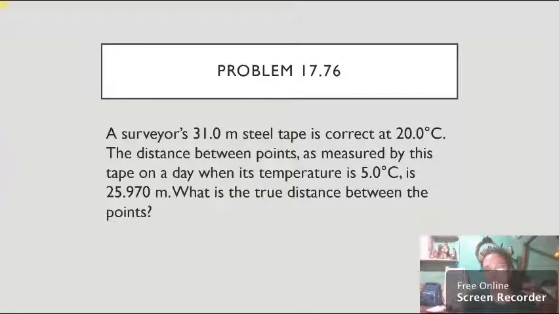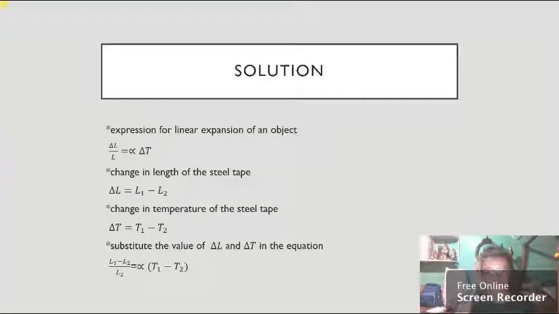For our next problem, a surveyor's 31.0 meter steel tape is correct at 20 degrees Celsius. The distance between points as measured by this tape on a day when its temperature is 5 degrees Celsius is 25.970 meters. So what is the true distance between the points? For this one, the expression for linear expansion of an object is simply delta L over L equal to alpha delta T, wherein delta T is the change in temperature, alpha is the coefficient of linear expansion, while L is the length of the object.